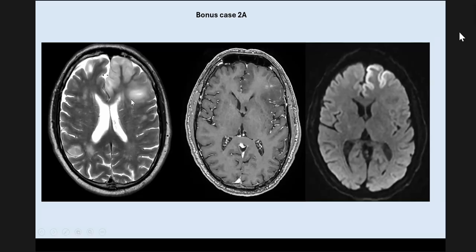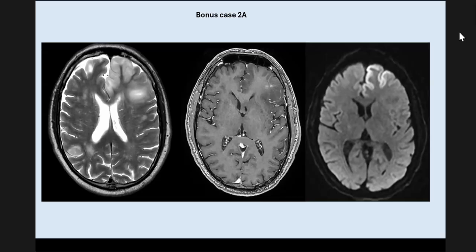But this area here doesn't show any diffusion restriction. The enhancement is also limited more to the lateral aspect. Okay. Again, the changes here are limited to the cortex. The white matter is relatively spared, but the abnormality here involves both the gray and white matter. So when I saw these images, the first thing which struck me was that there are probably two things going on here. Okay, it's not just one entity.